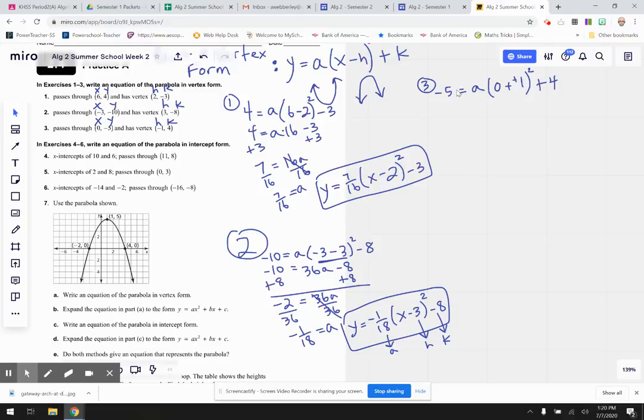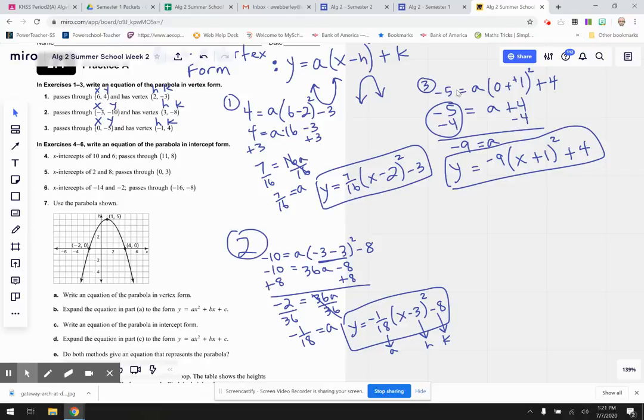So now we can solve it. We get negative 5 equals a times 1 squared, which is still 1, so that's just a plus 4. If you subtract 4 on both sides, since these are both negative, you get negative 9 equals a. So your equation is a little easier on this one. There's no fraction. Y equals negative 9 times x plus 1 squared, because it was x plus 1 inside of there, if you remember. It had a plus 1 in there because it was double negative, and then plus 4. So that's your answer to the third one.